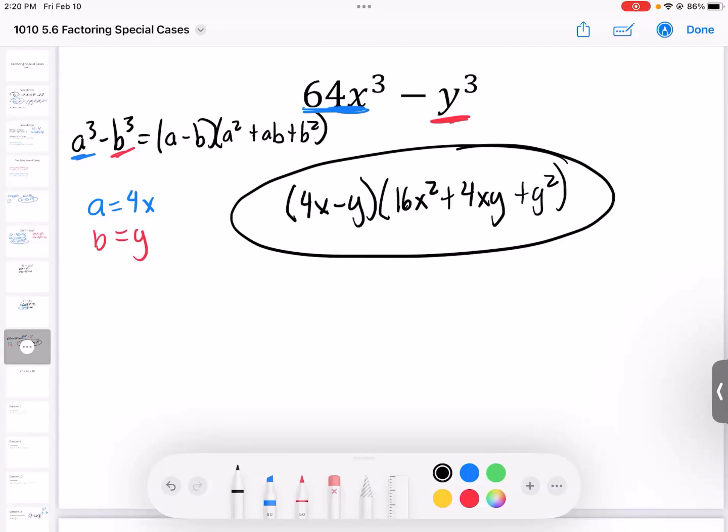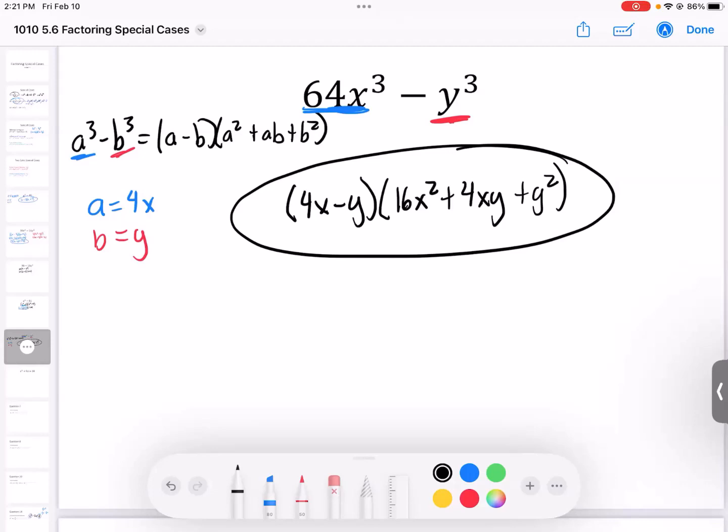But typically, unless it's a sum of cubes or difference of cubes, if there is a trinomial, it will most likely be factorable, so you'll want to check and see if it is. So that's how you would do a difference of cubes. Any questions on that? Okay, and sums of cubes are basically the same thing. You just have plus and minus. Some of the signs are switched.